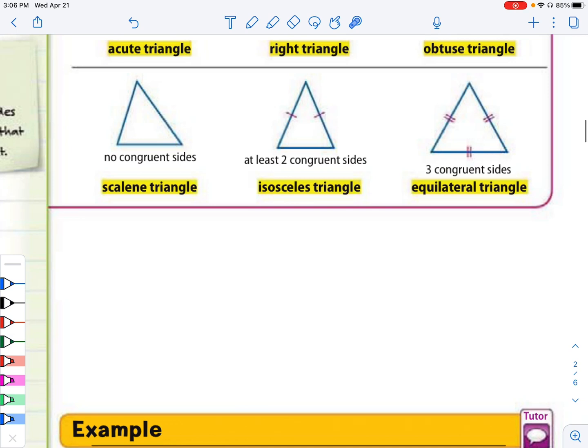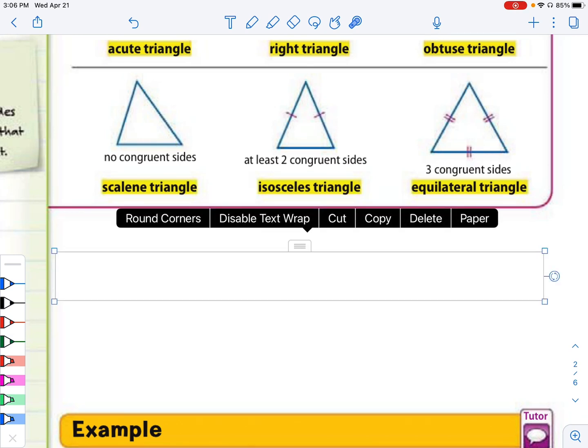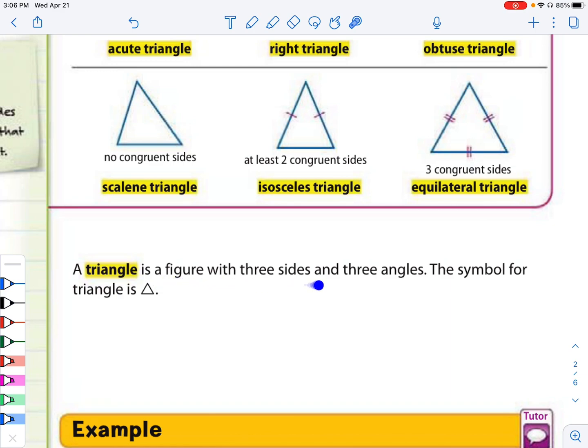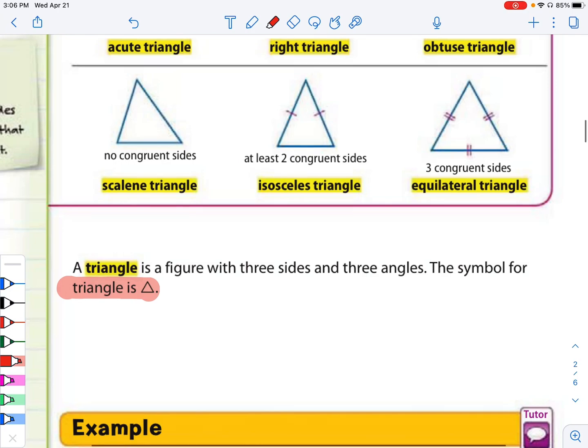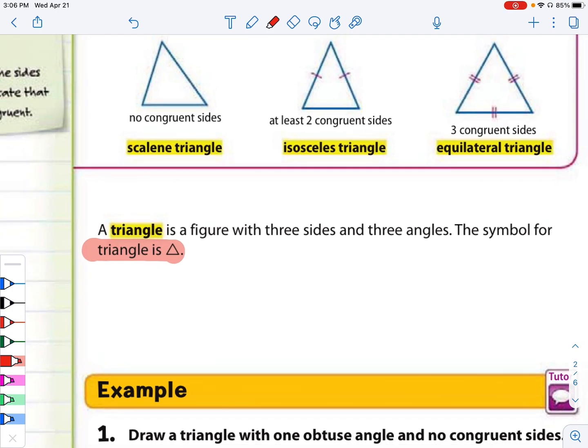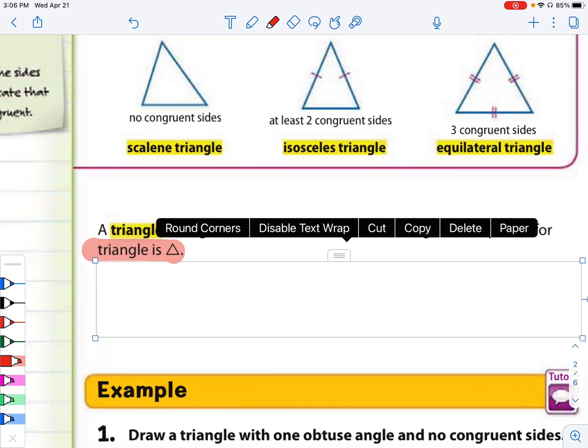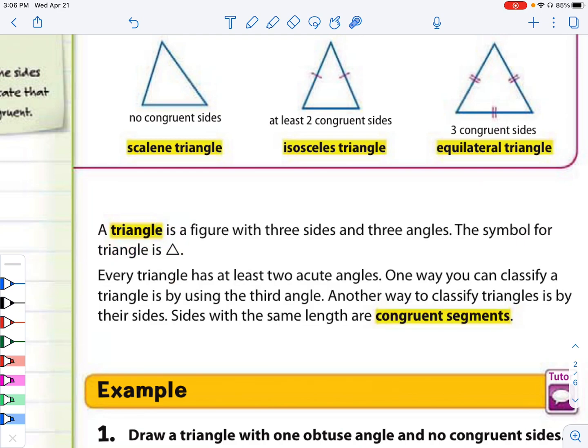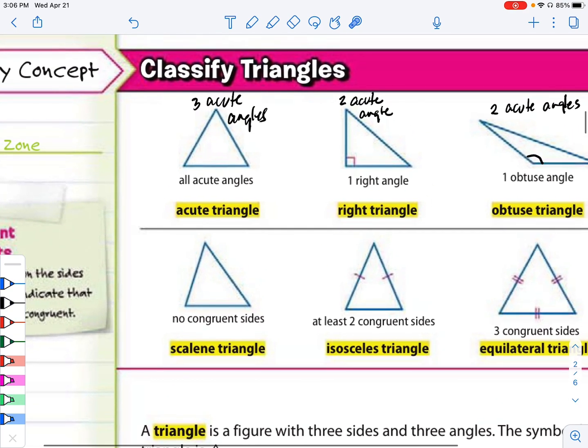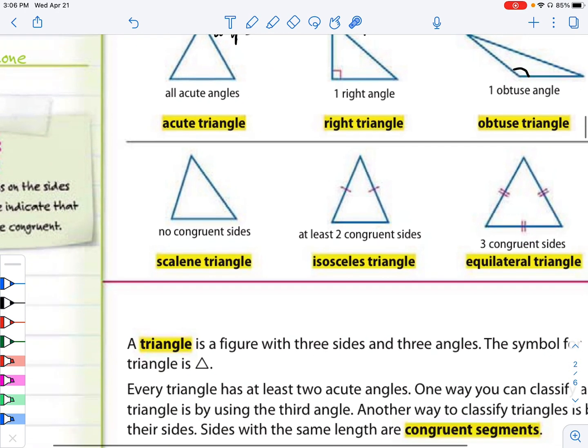Let's talk about what a triangle is in general. A triangle is a figure with three sides and three angles. And the symbol for a triangle obviously will be the shape of a triangle. So when you see that shape right there, it means triangle. We're going to see that later in the examples. Another thing that we need to understand is that every triangle has at least two acute angles. We know this from here. At least two acute angles. An acute triangle has three acute angles.